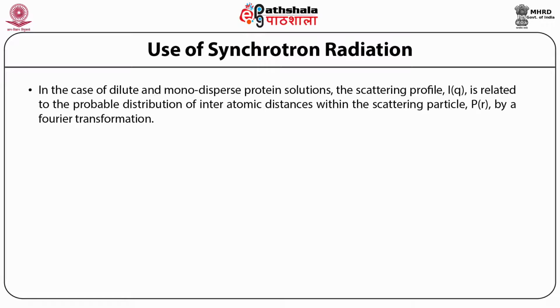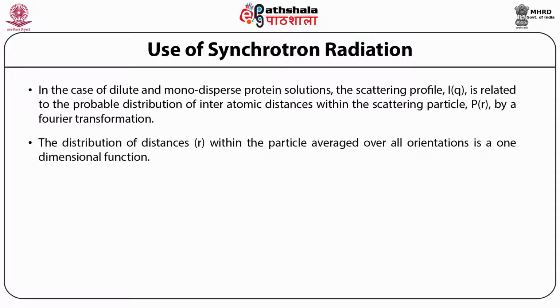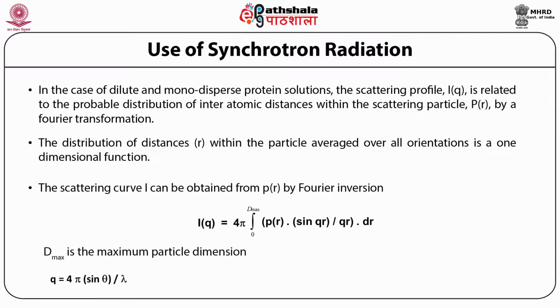In the case of dilute and monodispersed protein solutions, the scattering profile, generally given by the symbol I of Q, is related to the probable distribution of interatomic distances within the scattering particle by its Fourier transformation. In other words, the net intensity is proportional to the scattering from a single particle that is averaged over all its orientations. The distribution of distances within the particle averaged over all orientations is a one-dimensional function. The curve I can be obtained from the distribution by using a Fourier inversion, as shown in this equation.